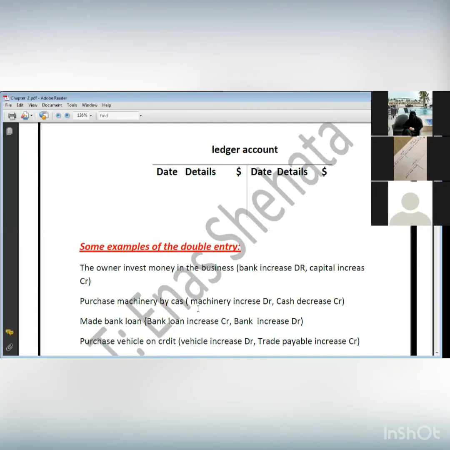Cash is assets. When assets decrease, it will be credit. Another example, I made a bank loan. I borrowed money from the bank. So I have a bank loan. Bank loan is kind of what? Bank loan is a kind of liabilities.